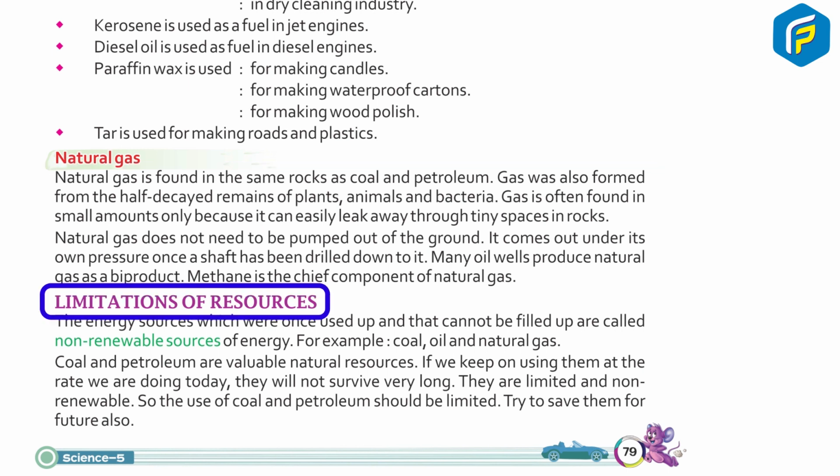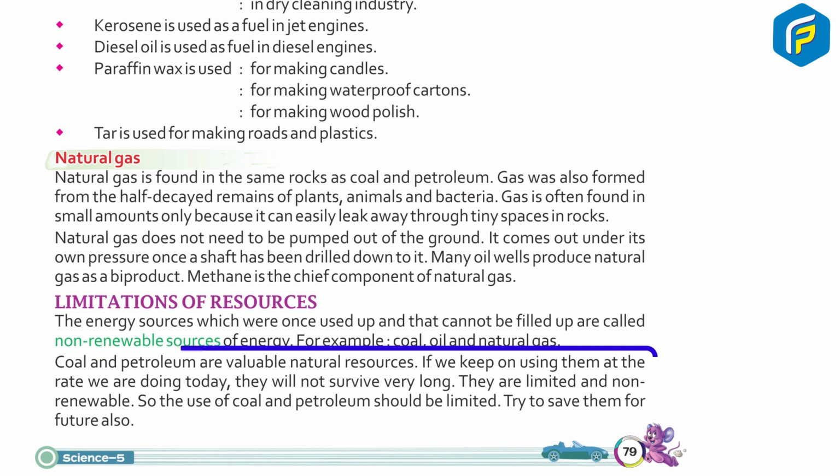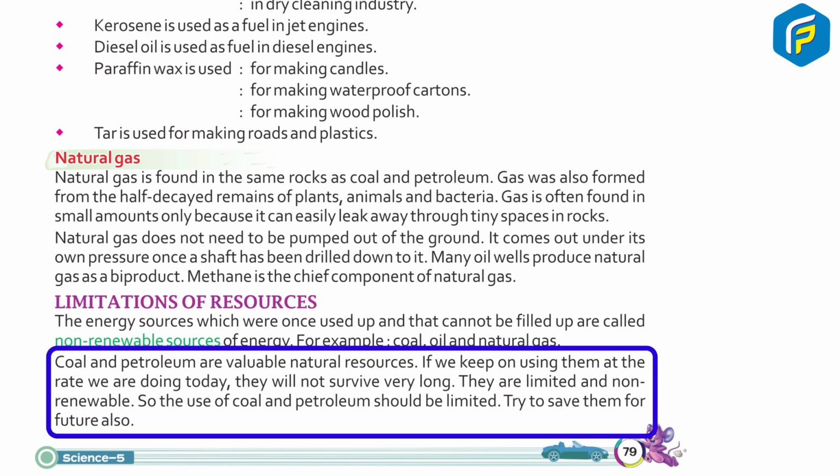Limitation of resources. The energy sources which, once used up, cannot be replenished are called non-renewable sources of energy. For example, coal, petroleum, and natural gas. Coal and petroleum are valuable natural resources. If we keep on using them at the rate we are doing today, they will not survive very long. They are limited and non-renewable, so the use of coal and petroleum should be limited.